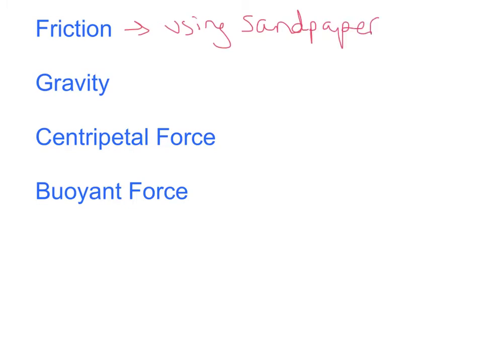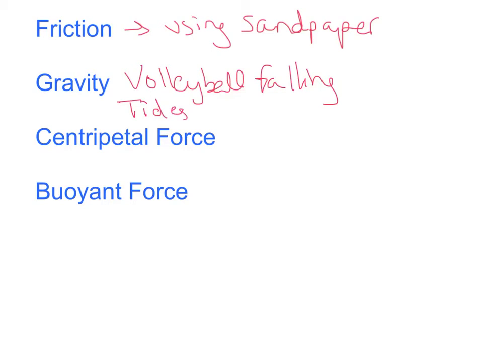So when we look at gravity, I could do anything where the Earth's pull is pulling us down. So it could be a volleyball hitting the ground. Or you could be very fancy and talk about the tides, and the tides are also caused by the moon's gravity. If you didn't know that, now you know, even though that's terribly spelled.